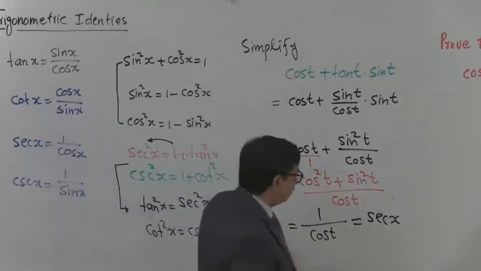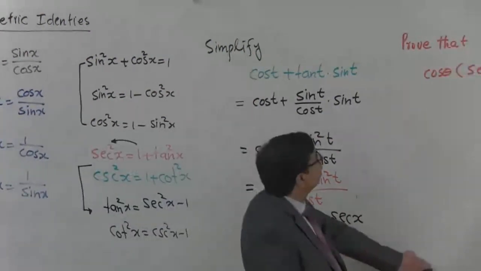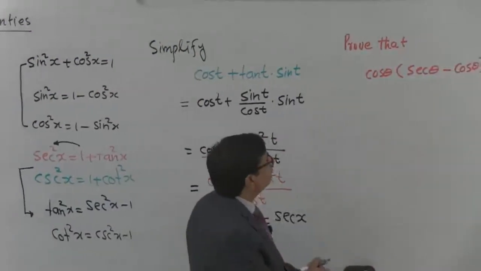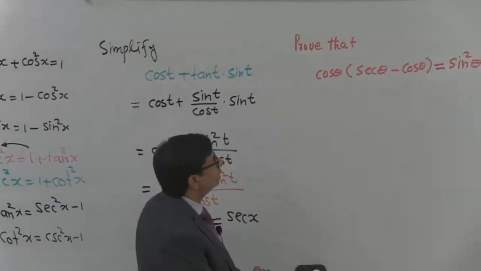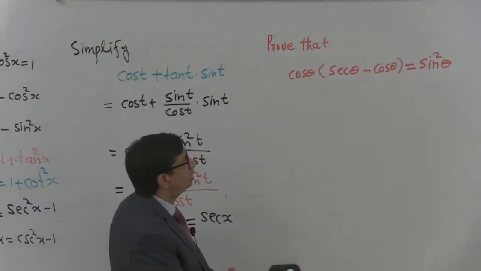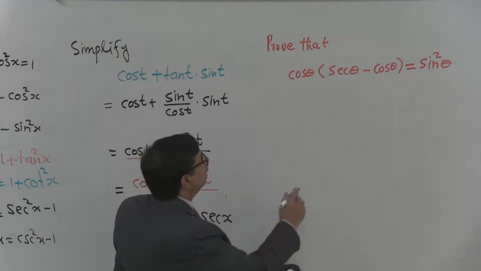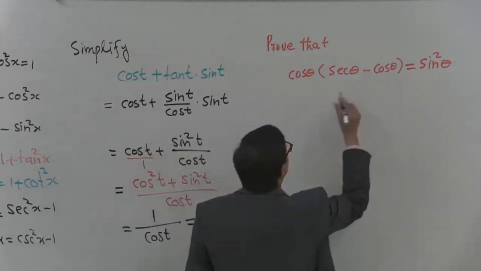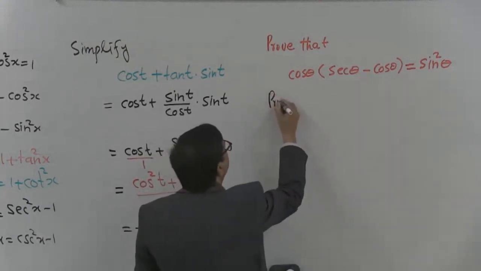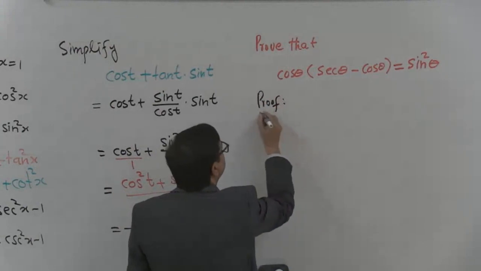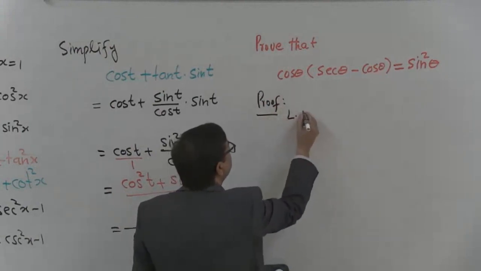Let's prove this identity now. Prove that cosine theta, secant theta minus cosine theta equals sine square theta. Prove that. Prove that means this is an identity, there is an equal sign, and from one side we shall prove it. For this we take left hand side.